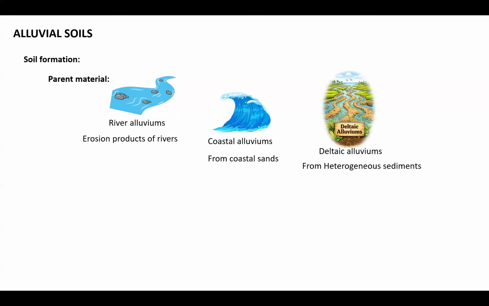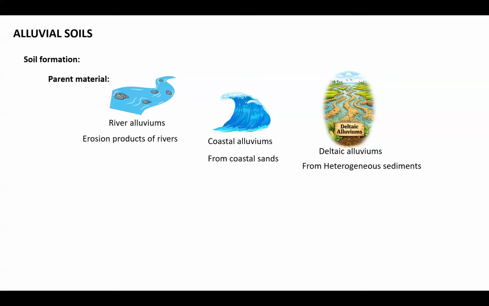Deltaic alluviums are very heterogeneous, because here there will be a lot of different compounds usually deposited in this type of deltaic alluvium. That's why it's called heterogeneous sediments, because every season a river will bring different sediments, so we can observe different heterogeneous sediments in these deltaic alluviums.